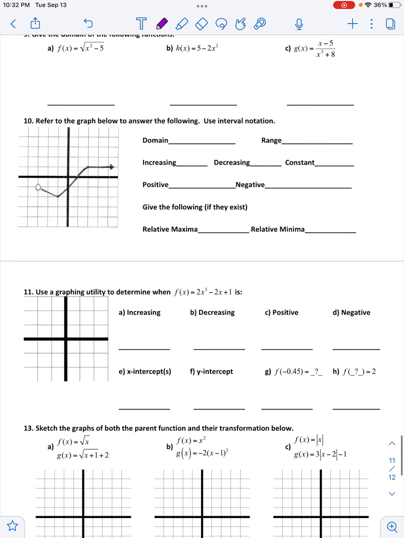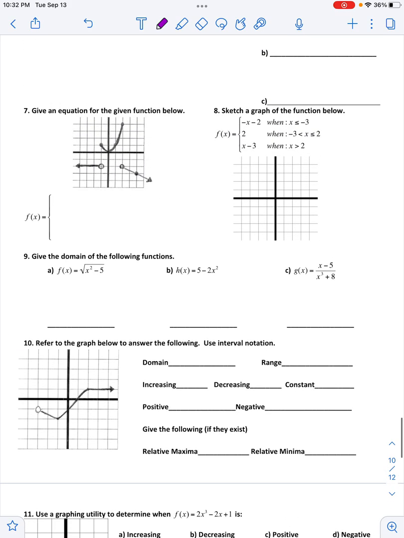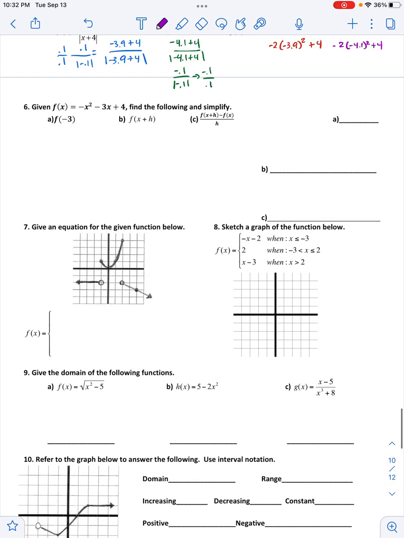No chance I'm going to get through all of these tonight, but let's see. I will actually do this next problem and then it kind of switches to piecewise. So I will stop the video here and then I'll create another video that picks up where I left off.